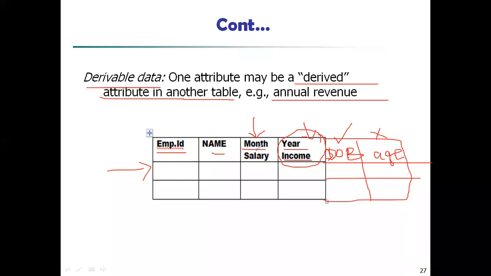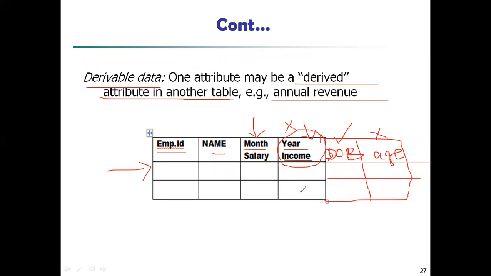Remove this one. If you have monthly income data, there is no need of yearly income data. You can calculate it based on this monthly income, isn't it? Better to avoid this column also from the table. Then you will reduce the redundancy. If you avoid this kind of column fields from your table, you can reduce your table redundancy, isn't it? Why? Because the age is derived from date of birth, right?